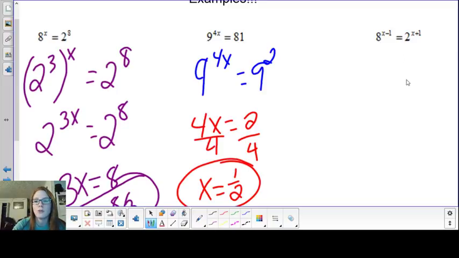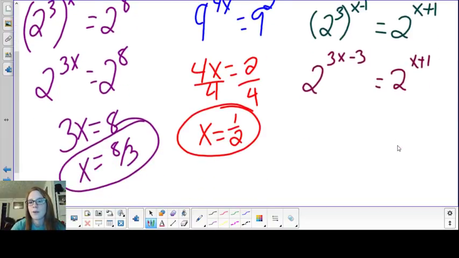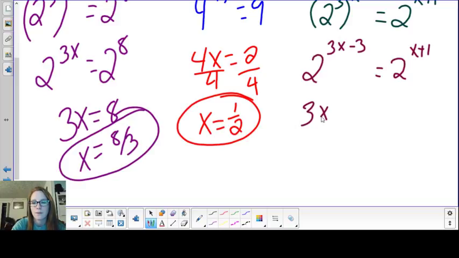Ooh, look, 8 and 2. 8 is 2 to the third. We should be getting used to seeing that. We will see it a lot. Because I have a power to a power, I'm going to go ahead and multiply those through. So I have 2 to the 3x minus 3 is equal to 2 to the x plus 1. Hey, look, I have the same bases, so now I have 3x minus 3 is equal to x plus 1.